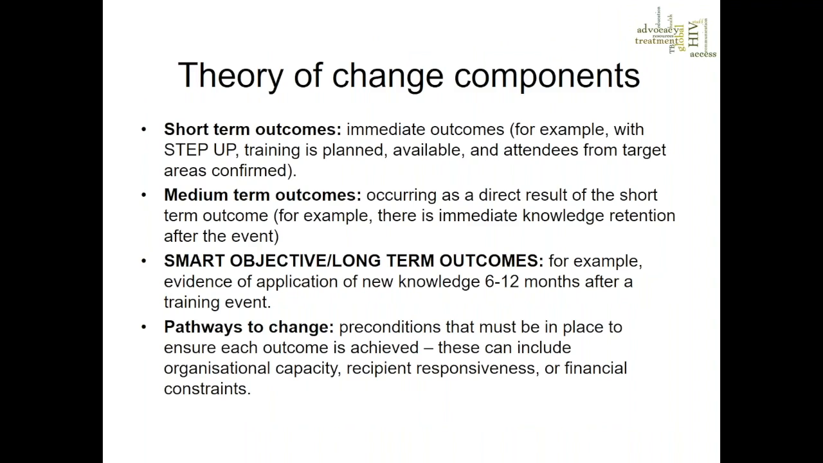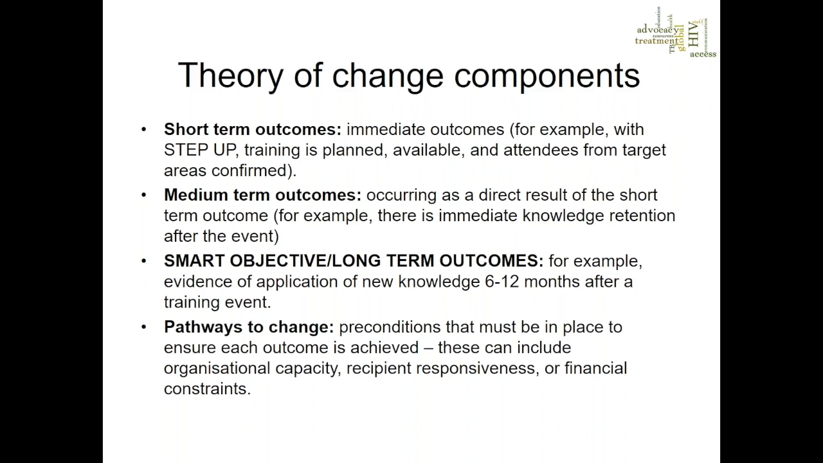So what does it have? It has short-term outcomes, which are often things that come immediately after something you've done. It has medium-term outcomes, which are a direct result of the short-term outcomes, so there should be a connection. For example, there is knowledge retention after an event which has been applied in context. And then long-term outcomes, which is often the SMART objective. And these are things you would expect to see maybe 6 or 12 months down the line.